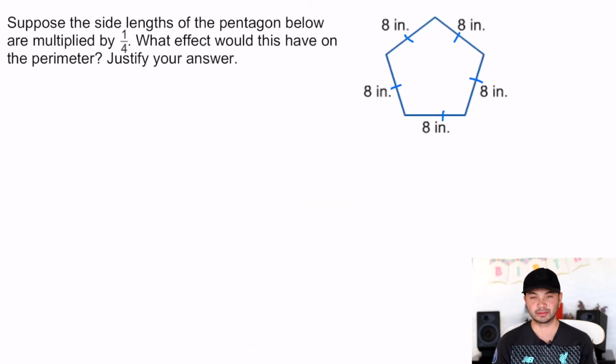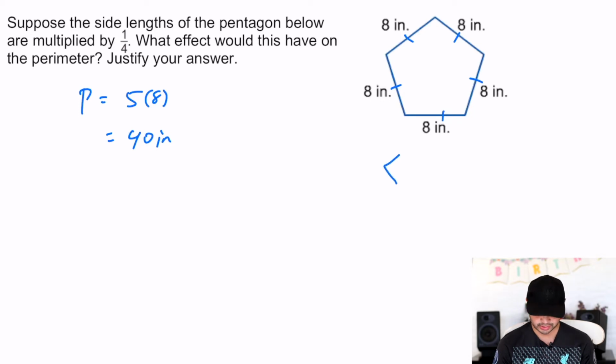This is a regular pentagon. So the perimeter is going to be 8 plus 8 plus 8 plus 8 plus 8, but the shortcut would be 5 times 8. So that would be 40 inches. So what effect would this have on the perimeter? Let's see if I can draw. Okay, I tried to draw a pentagon there. Multiplied by 1/4.